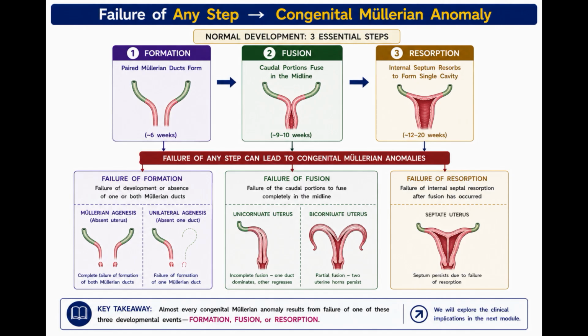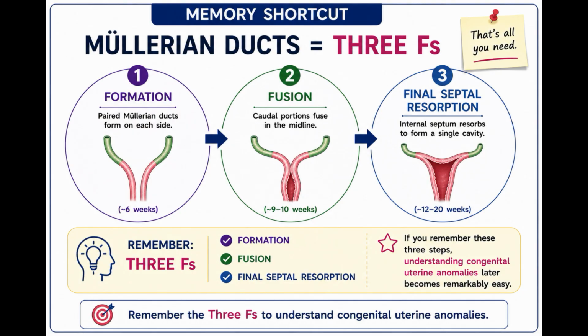Almost every congenital Müllerian anomaly results from failure of one of these 3 developmental events, a concept we will explore in the next module. Memory shortcut: Müllerian ducts equals 3 F's: formation, fusion, final septal resorption. That's all you need. If you remember these 3 steps, understanding congenital uterine anomalies later becomes remarkably easy.